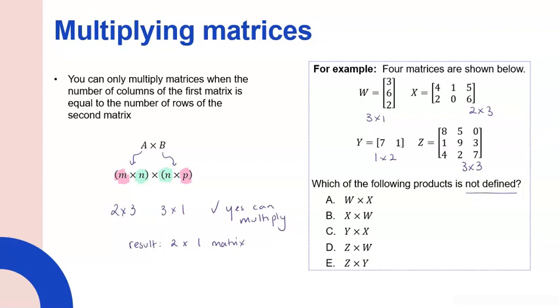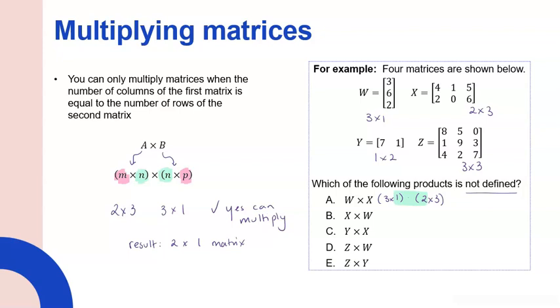So then when we look at our options here, W times X. W is a 3 by 1 matrix, and X is a 2 by 3. Can we do that multiplication? Well, actually we cannot, because the columns in matrix W are not equal to the rows in matrix X. So we think already A is our answer here, but let's check the remaining just to be sure.